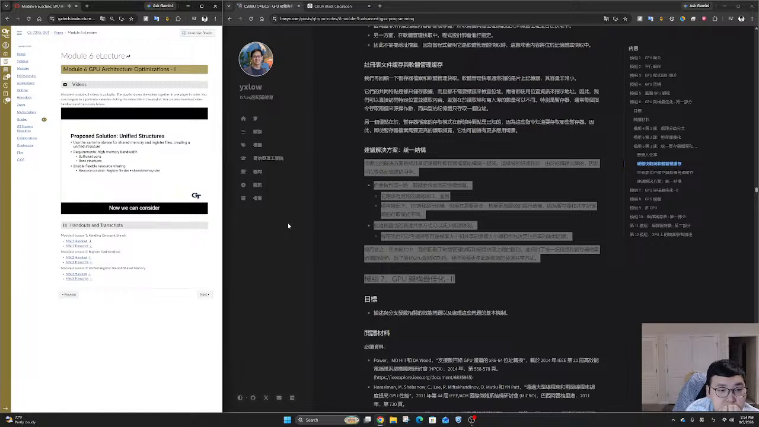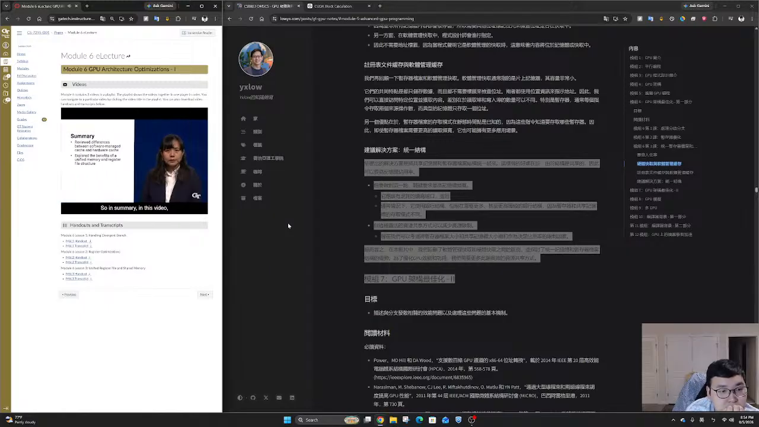Now we can consider the summation of register file size and shared memory size as the constraint factor to decide the occupancy. So in summary, in this video, we review the differences between software managed cache and hardware cache and explore the benefit of unified memory and register file structure. And more of this kind of efficient resource sharing is needed for optimization of GPU performance and power.